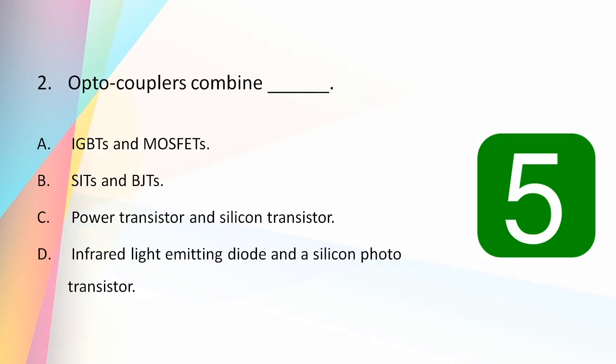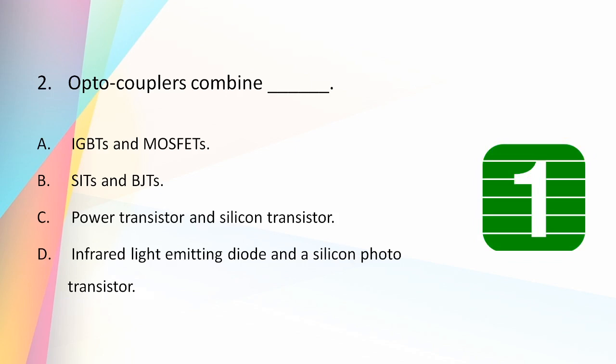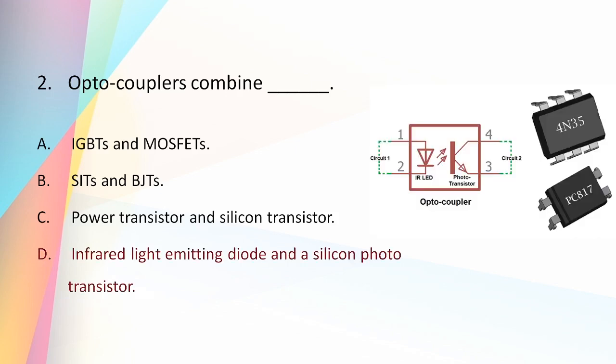Optocouplers combine: IGBTs and MOSFETs, SITs and BJTs, power transistor and silicon transistor, infrared light emitting diode and a silicon phototransistor. And the answer is optocouplers combine infrared LEDs and silicon phototransistor, which is the photo detector here.